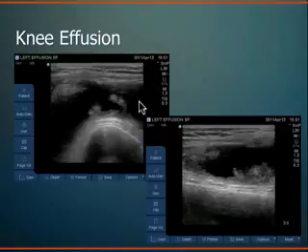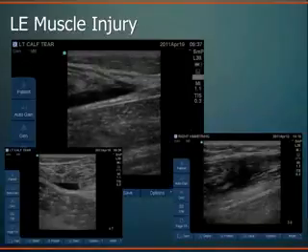Long axis view, axial view. This is the femur right here, the hyperechoic line. Incredibly common. I see these all the time in the emergency department.